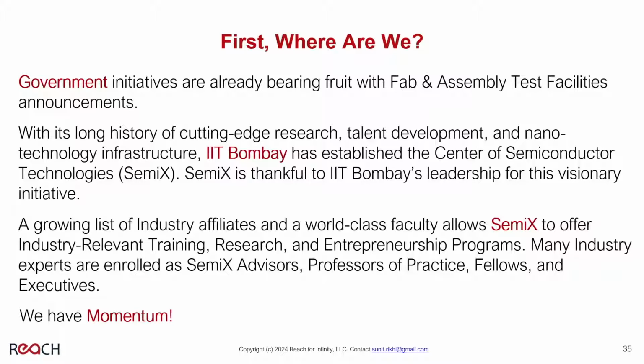Many industry experts, such as me, but I have 7, 8 more people who are executives, advisors, and professors of practice. And beyond them, there is a long list of people who are advisors to us, all industry, many alum of IIT Bombay, and SemiX fellows. So all of that has been achieved in this 1 year. So we have momentum.